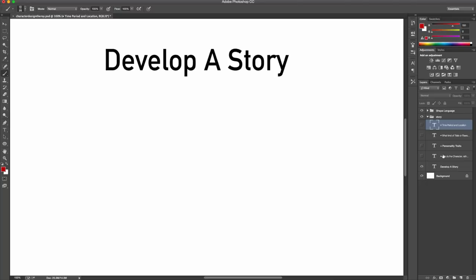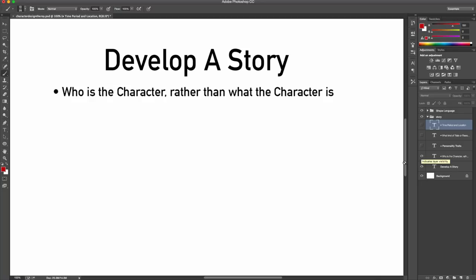The first thing that you want to do when you're developing your own character, or just trying to realize someone else's 2D concept, is develop and understand that story. So what are we talking about when we are talking about developing a story? These are the principles that you should keep in mind. One: who is that character rather than what the character is.